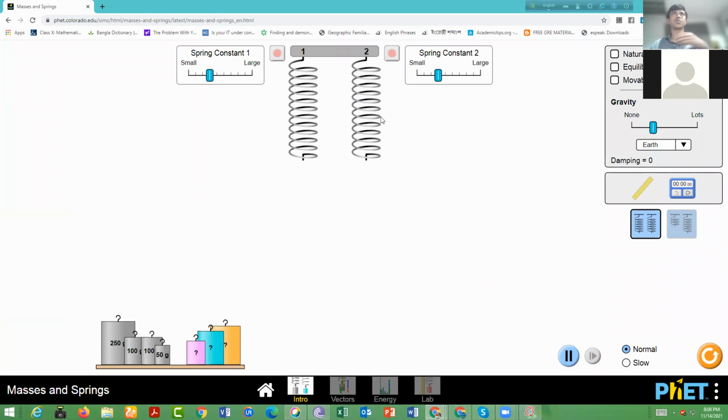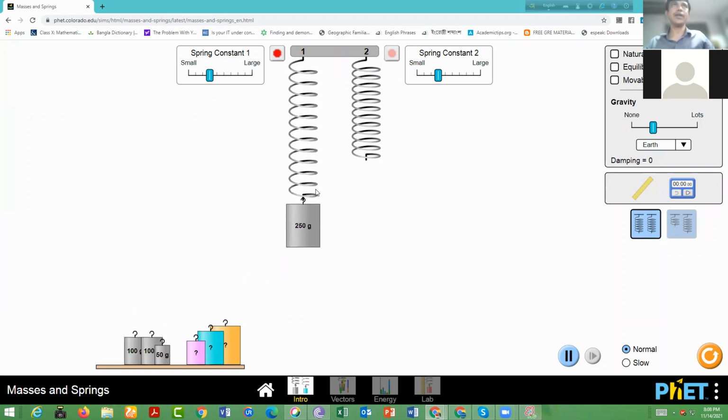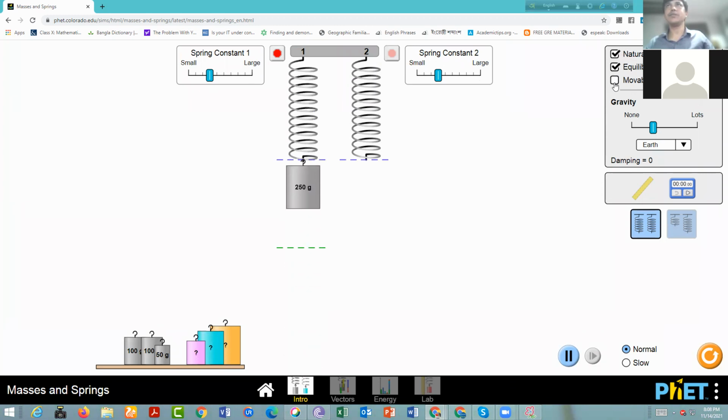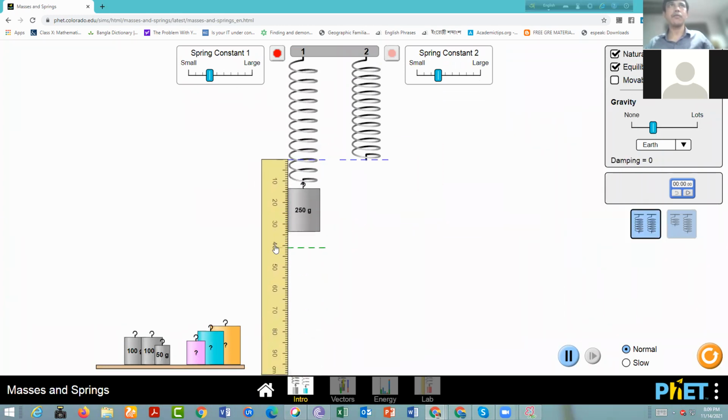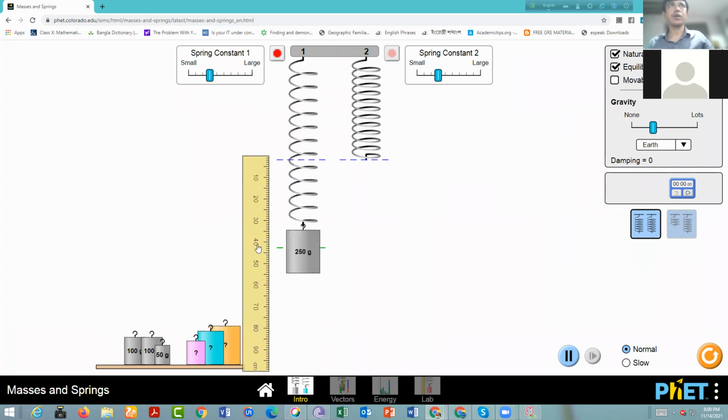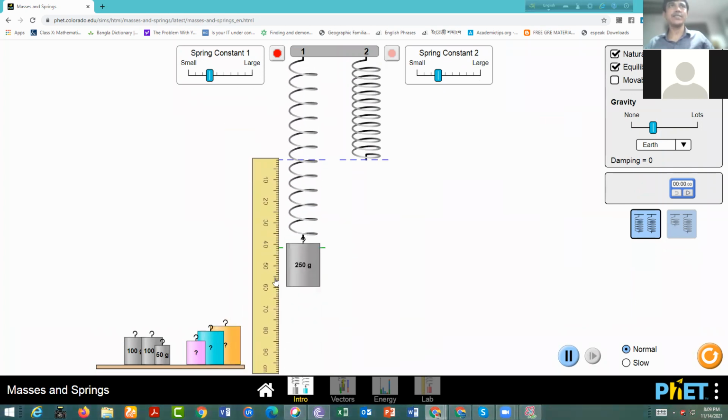Let's see here. So this is a spring. Can you see the spring constant here? Spring constant is small. So if I put the weight here, it's increasing. This is the equilibrium position, the neutral length. It increases the length from this to this much. Okay. So let's make the scale from here. See, what is the extension?